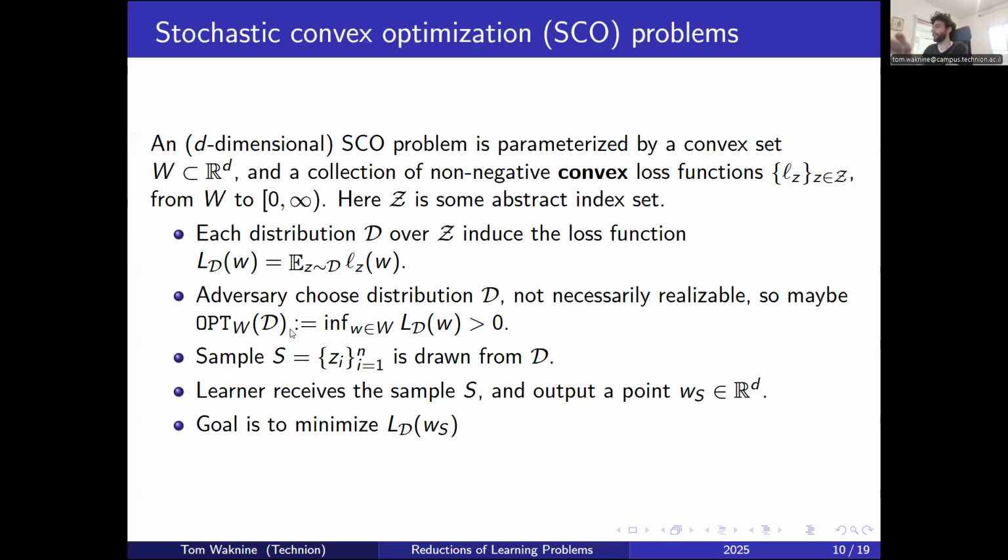You sample a sample S of n z's, of n loss functions, and so you get the loss function of the loss on those points. You get those loss functions, and you use them to approximate LD. You use the sample to generate a point, and you want that this point will minimize LD. So you get a sample of those, and you want to minimize this.